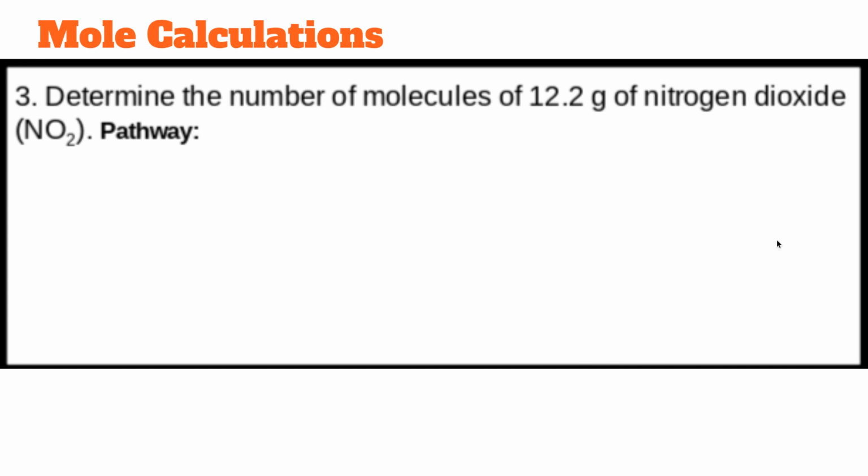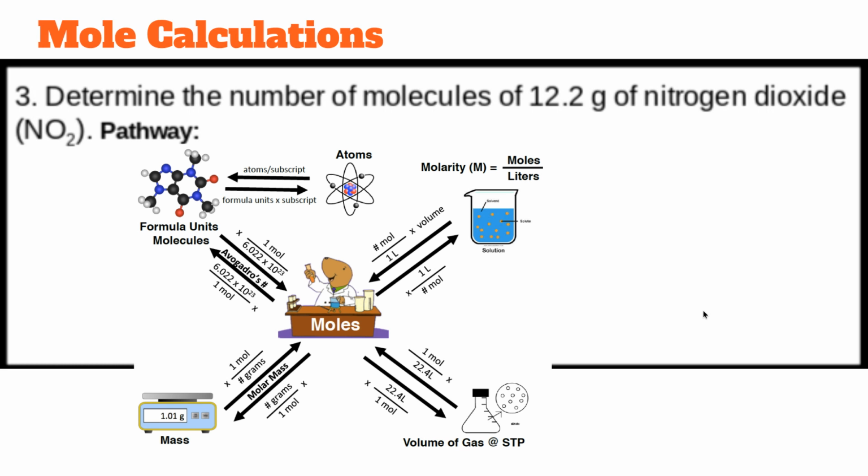The third problem I'm going to do for you is number 3. This one asks you to determine the number of molecules in 12.2 grams of nitrogen dioxide, NO2. So we need a pathway to start again. So let's look at our mole map. So we're starting with mass this time.